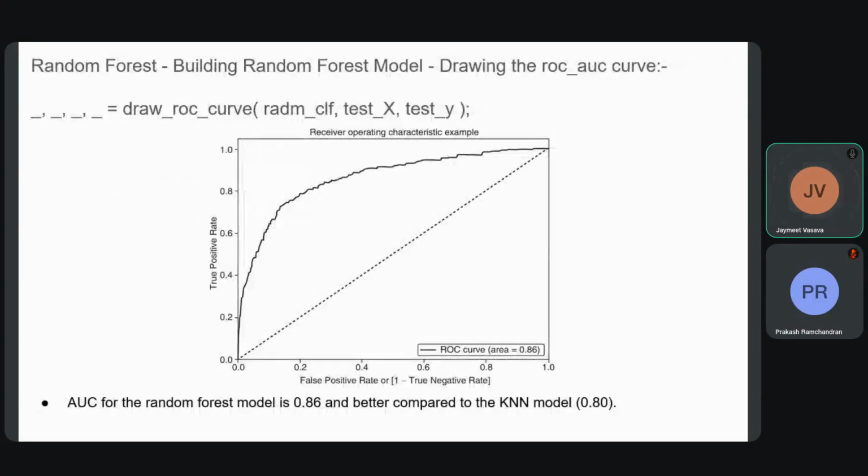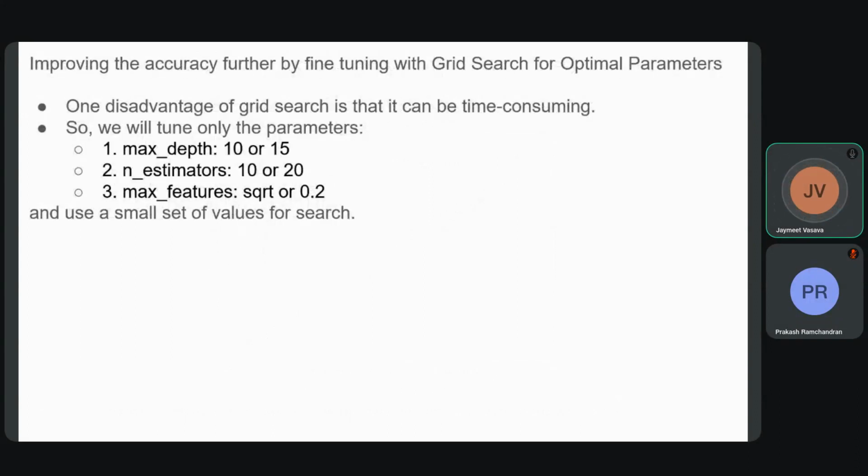0.86 is a good score, but we still want to see whether we can improve the model, and how. We can improve it using grid search CV, but one thing with grid search is that it can be time consuming. So the only parameters we'll consider are max depth, n estimators, and max features, with values of 10 or 15, 10 or 20, and square root or 0.2, using a small set of values for the search.